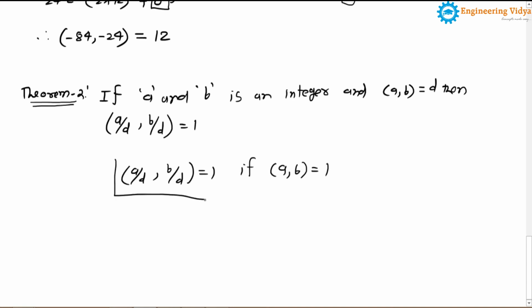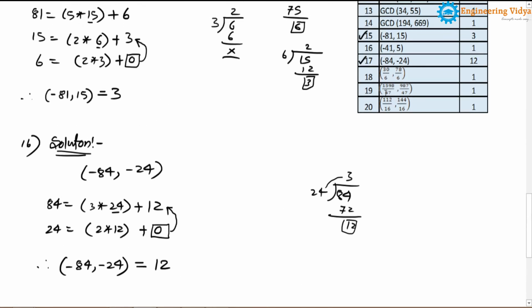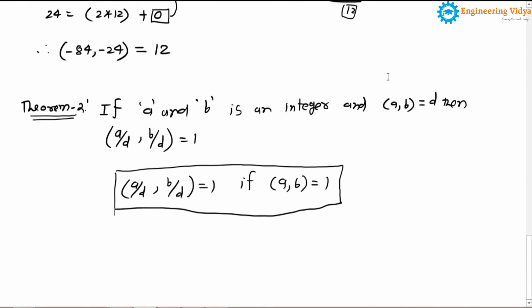So this is the statement, and you will have to remember it, and by using this statement we can solve the problems of sum number 18, 19 and 20. So we'll start from sum number 18. In sum number 18 they have given 30 by 6 and 78 by 6.